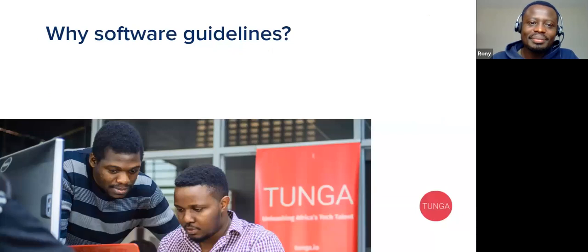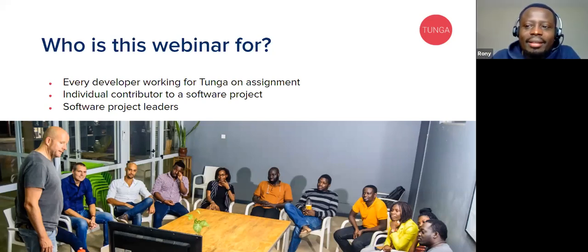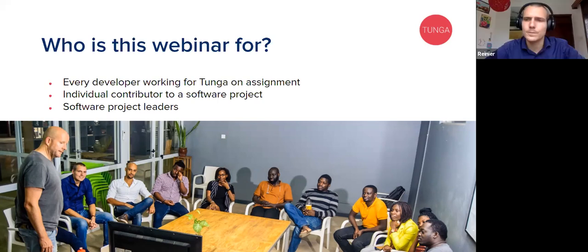That's good. And why would it be different for a software project leader than just for a developer working on a Tunga assignment? Because a leader needs to understand when you need to apply them. So you need to know what these guidelines are, how they help me, how do I lead this, how do I bring it up. So you must be aware of that. Yes, that's true.